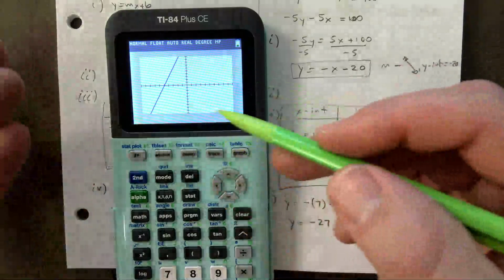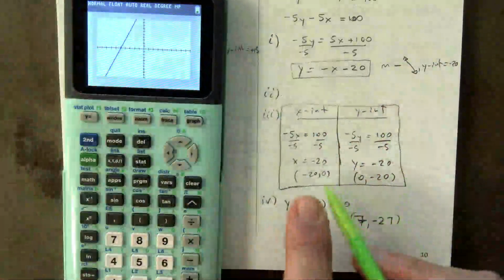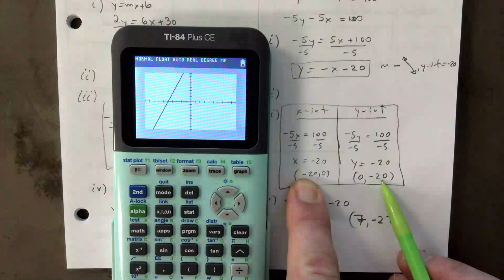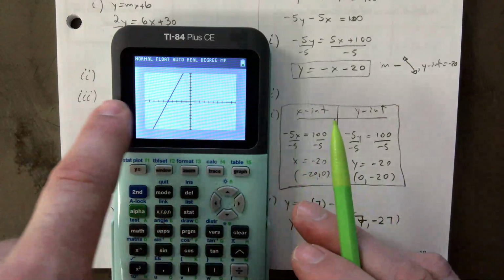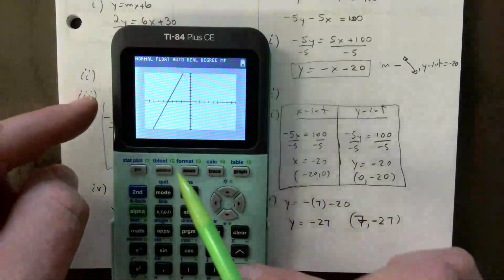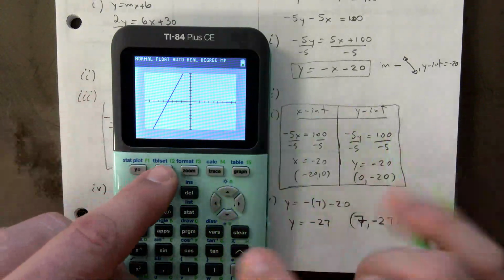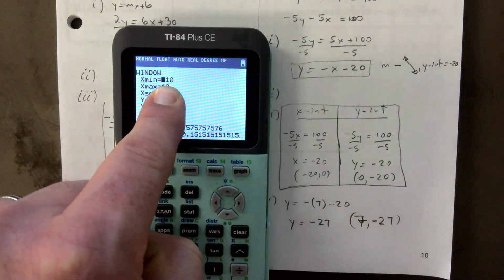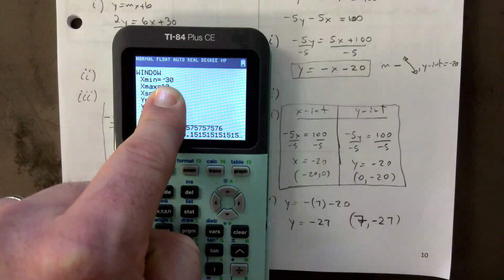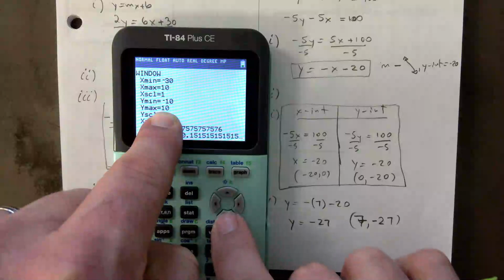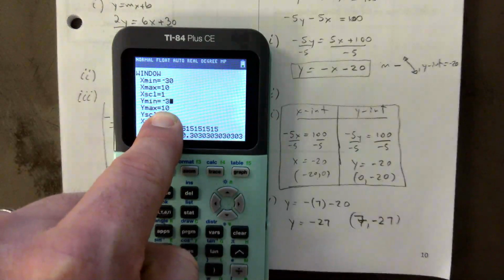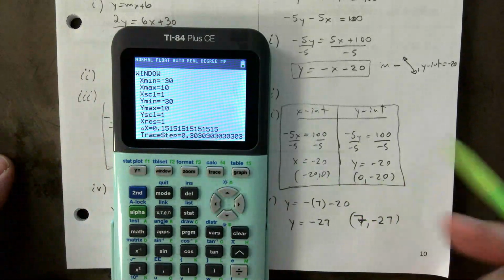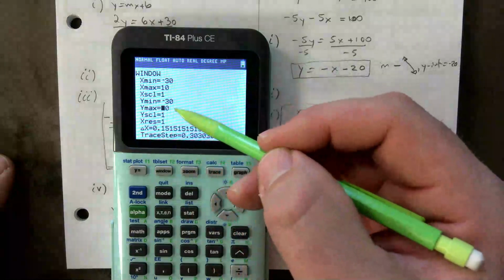And why am I not seeing things? If you look at the intercepts here, -20, -20 for x and y intercept. So one of them is -20 here and -20 down here, correct? So we need to change our window a little bit. My x min, I'm going to change that to -30. And my y min, also -30. Make sure I can see these intercepts here. Let's hit graph again once we've made those changes.